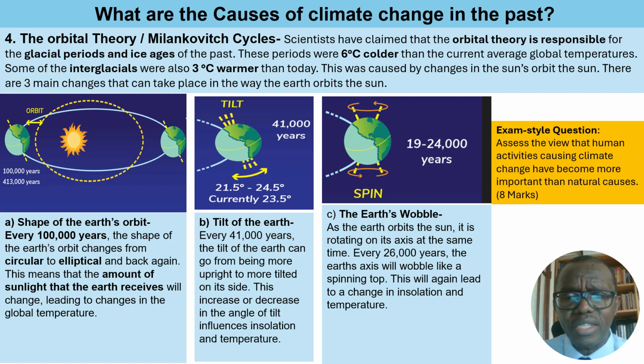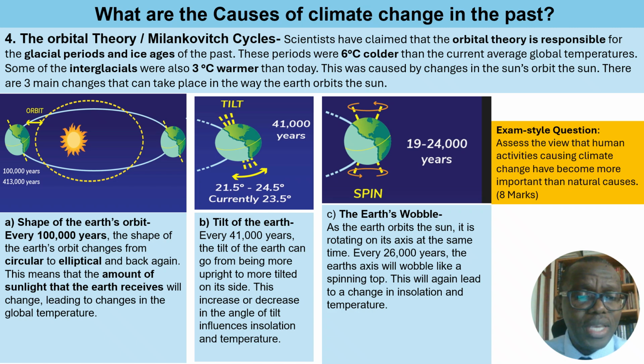Okay, it should say the Earth's orbit, not the sun's orbit, because it's the Earth that orbits the sun. Apologies there, that's my mistake. So there are three main changes that can take place in the way the Earth orbits the sun. And the first one has to do with the shape of that orbit.